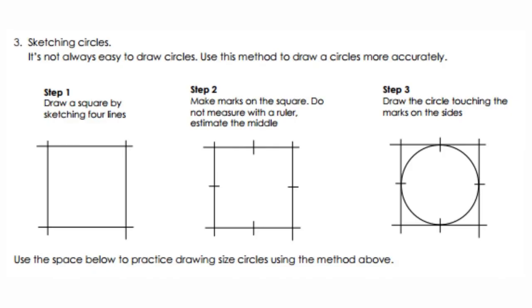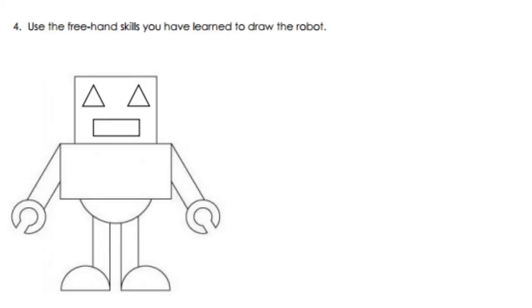3. Sketching circles. It's not always easy to draw circles. Use this method to draw circles more accurately. Step 1. Draw a square by sketching 4 lines. Step 2. Make marks on the square. Do not measure with a ruler. Estimate the middle. Step 3. Draw the circle touching the marks on the sides. Use the space below to practice drawing circles using the method above. 4. Use the freehand skills you have learned to draw the robot.